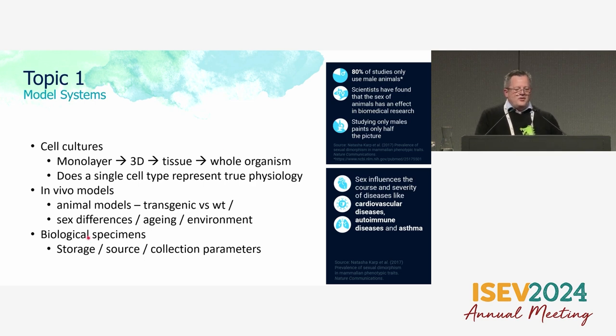And also, say if looking at biological specimens, storage differences, the source where you get the material from, and also collection parameters can obviously have very big downstream effects. So you need to consider those when you're designing your collection protocols if you're doing biomarker studies, for instance, as one of the parameters for designing your experiments.